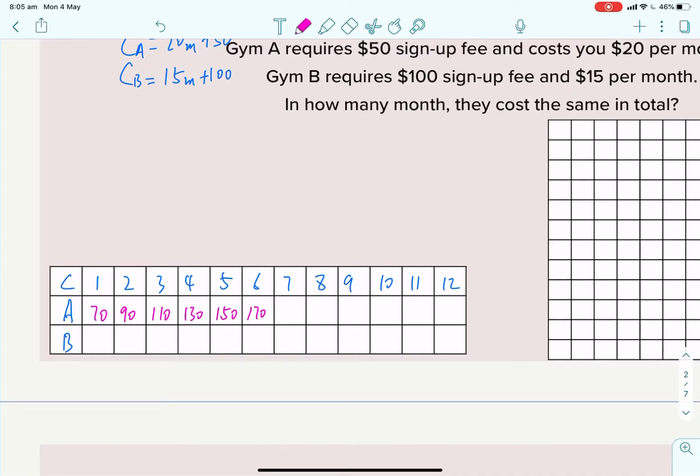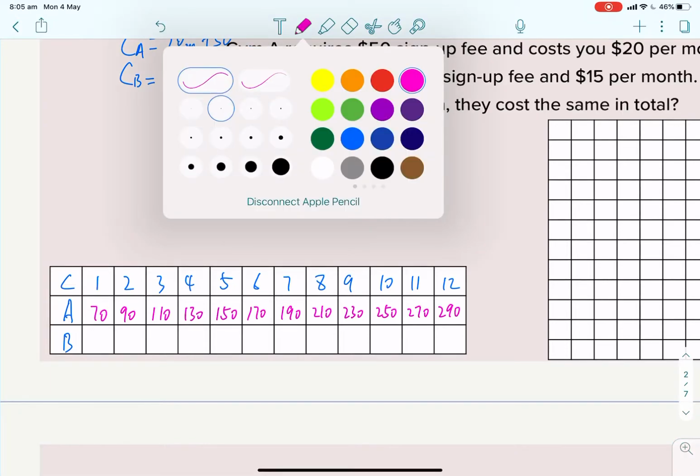170, 190, 210, 230, 250, 270, and 290. Okay, cool. Hopefully I didn't stuff this up.